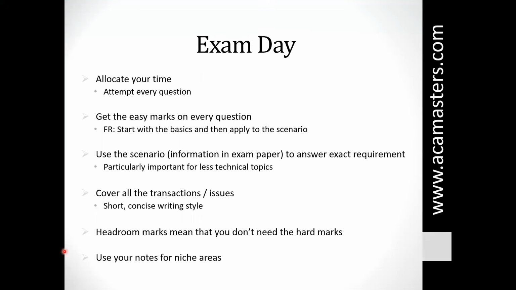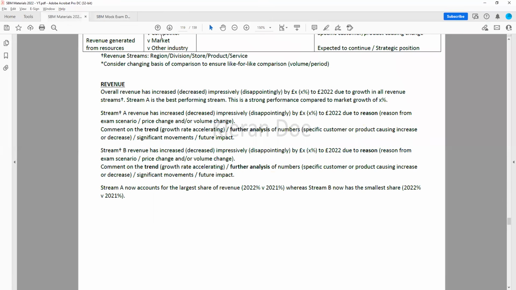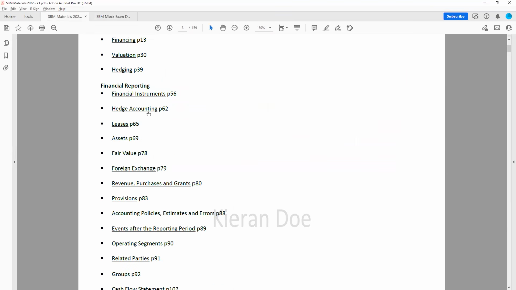And then I'd use the notes for quite niche areas or technical areas. Probably Z scores. I mean, obviously you're going to need to use them for the normal distribution tables, but I'd certainly be using them for the more technical parts, things like financial reporting, hedge accounting, lease sale and leaseback, for example.